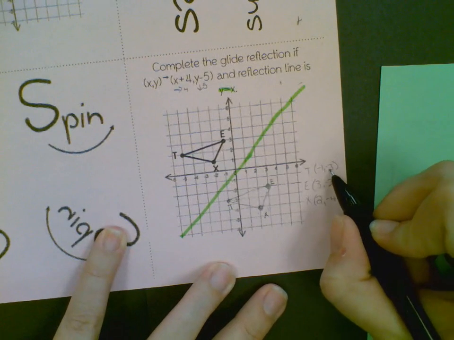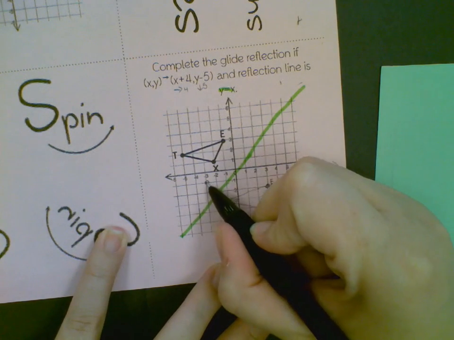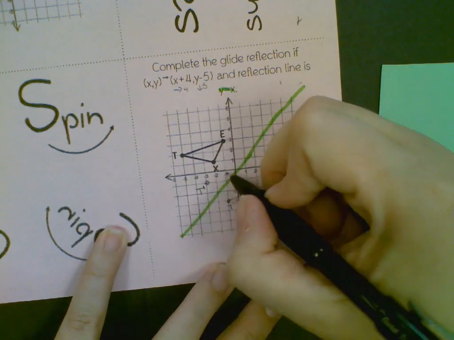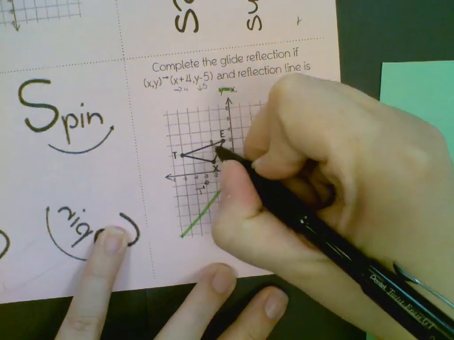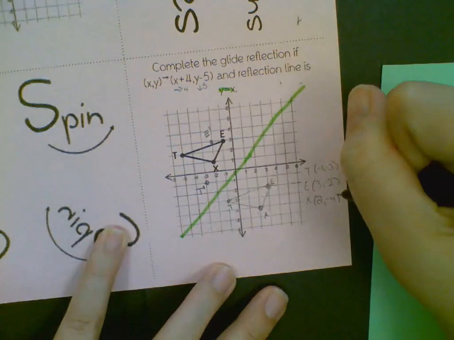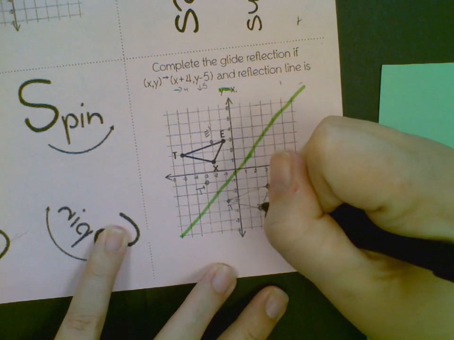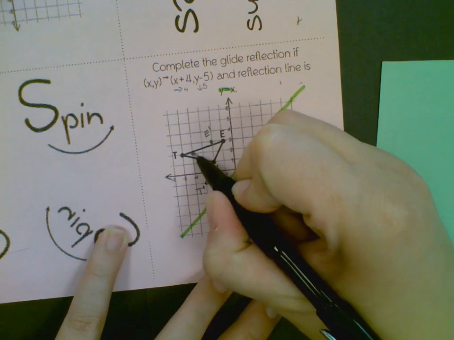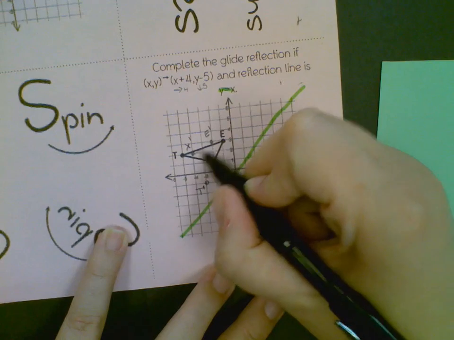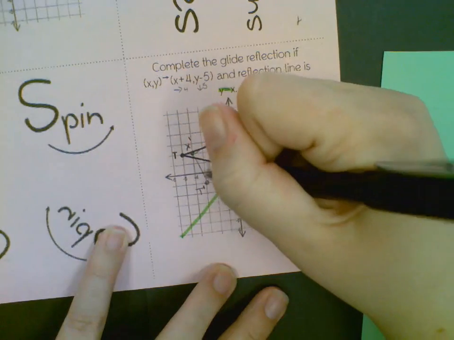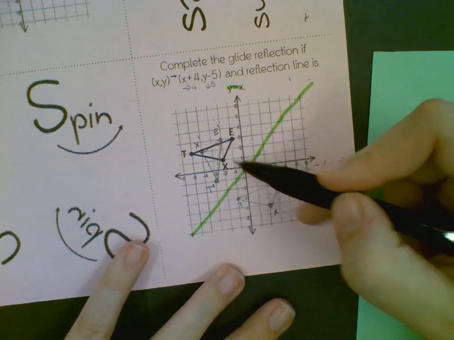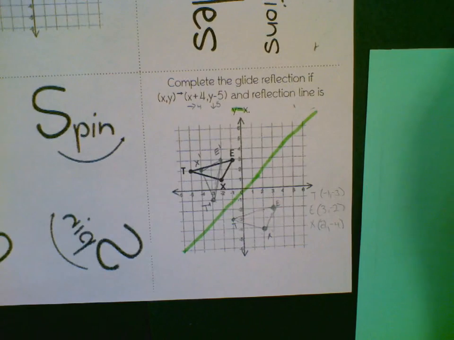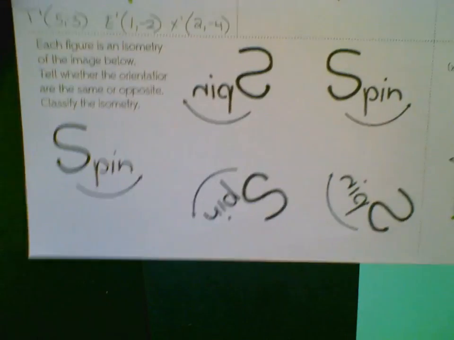So T is really going to be at -3, -1. So here's our final T point right there. E is at -2, 3. There's our final E point. And X is at -4, 2. So there is our final glide reflection. So we slid it and then reflected it, and we end up laying kind of back on top of each other. Okay, good. So let's take a look at our spins.